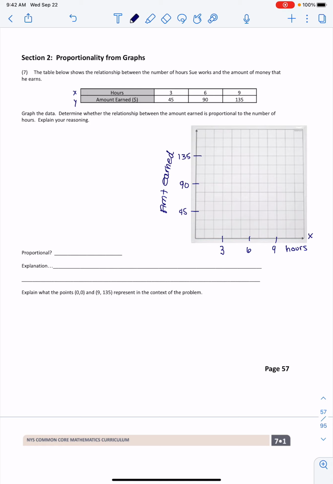Okay. So now when I graph this, we have 3 and 45, which is right here. We have 6 and 90 right here. And 9 and 135 right here. So when I look at this, yes, it is proportional. And the reason is it forms a straight line.